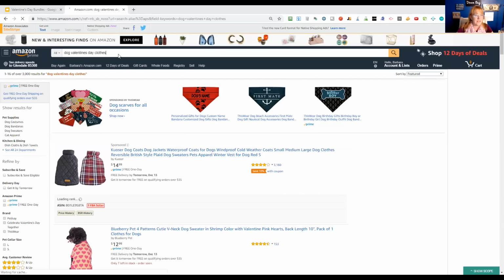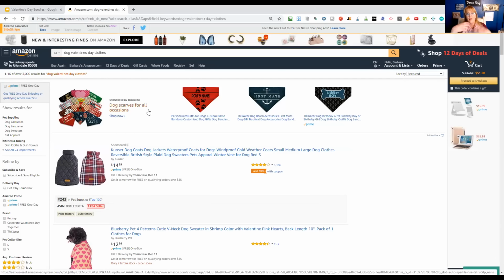So can you see I did a search for Valentine's Day dog clothes. Here are your sponsored ads up at the top, which I find interesting because these are the guys who are throwing money at their listings. So we can use tools like Scope to benefit from the research they've already done with their pay-per-click ads, to scrape out keywords that are converting for them. So this is kind of interesting.